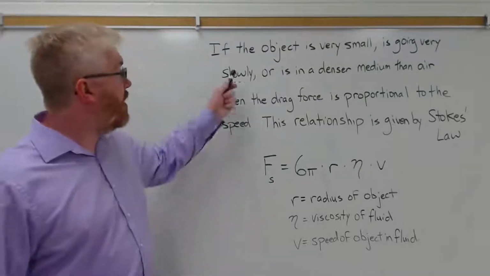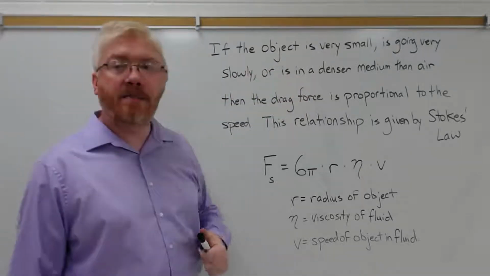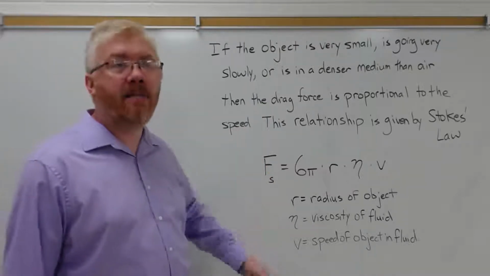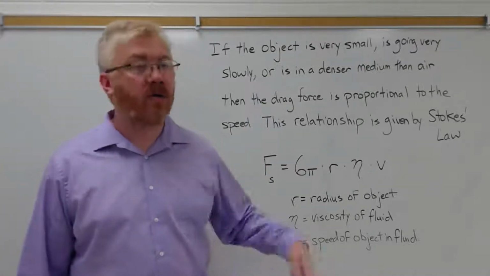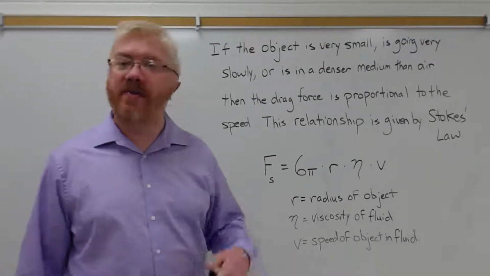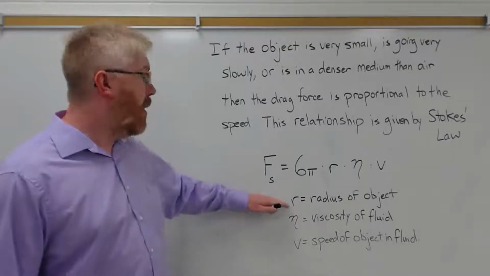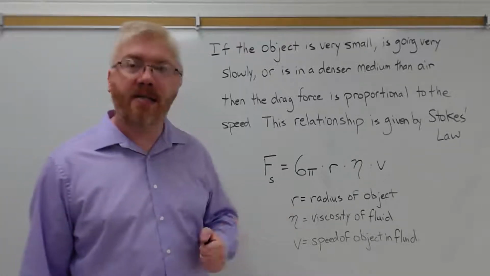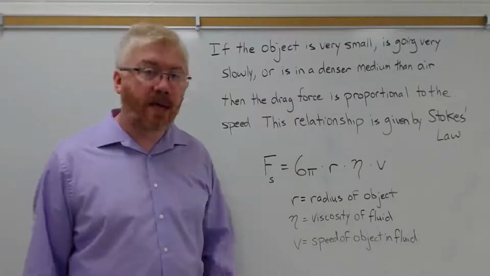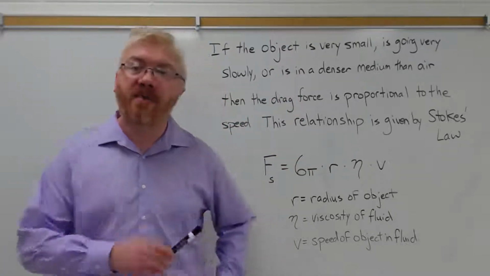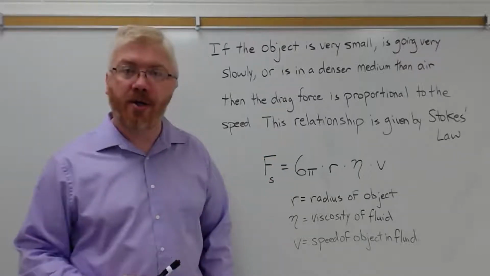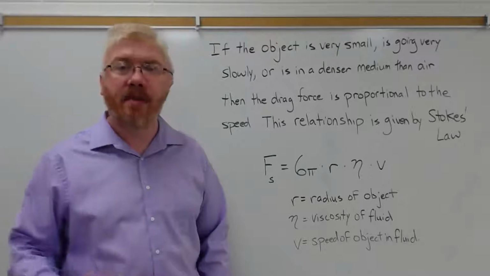So this is for, again, denser mediums than air. The viscosity of the fluid can be determined, if you know what you have, using lookup tables, or your book might give you the viscosity of honey, the viscosity of oil, the viscosity of water, and so on. The radius is the radius of the object as it moves through, and the speed of the object, assuming that the object is going slowly. This is the relationship. This drag force here opposes the motion for small objects in dense mediums traveling slowly.